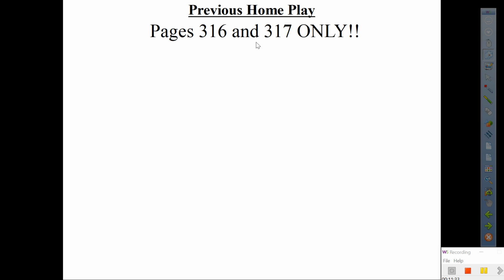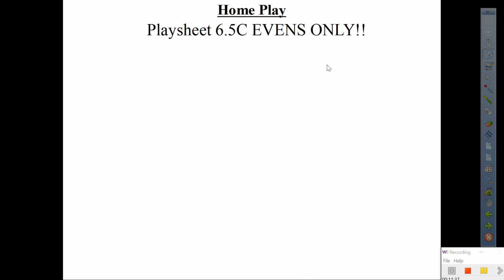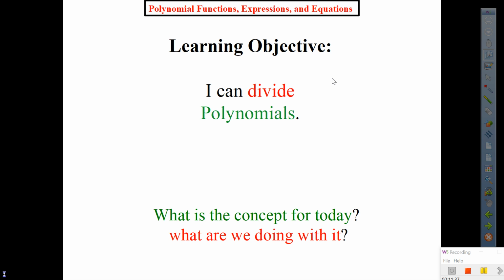Once again, your home play for tonight, play sheet 6.5C, evens only. And here's our objective. I can divide polynomials. Right there at the bottom left of your Cornell notes. And reminder, we already started with division last week. You're like, what? Yeah, factoring is division, but in a different format, okay? Today we're going to get more into the funner stuff of division.